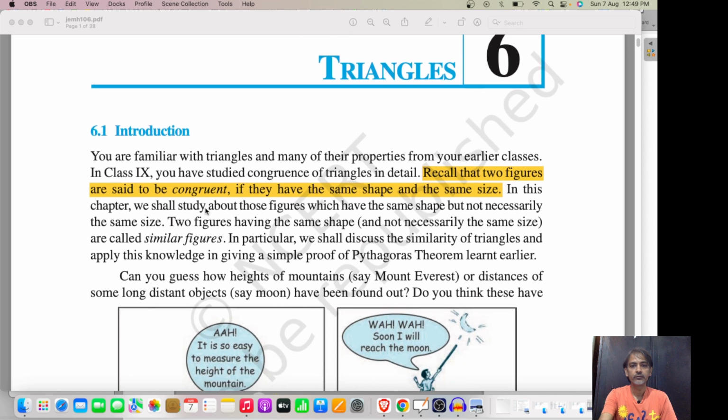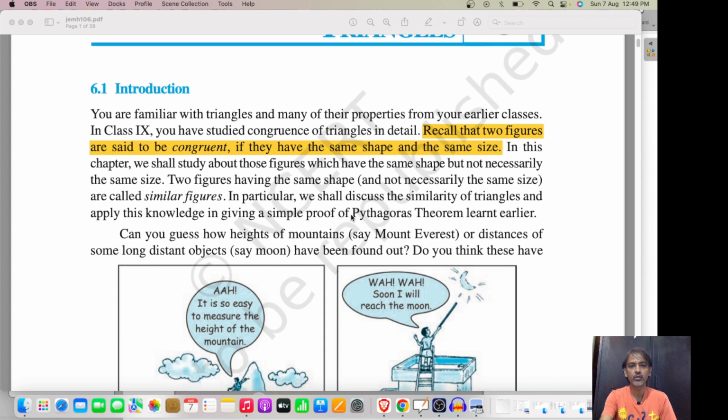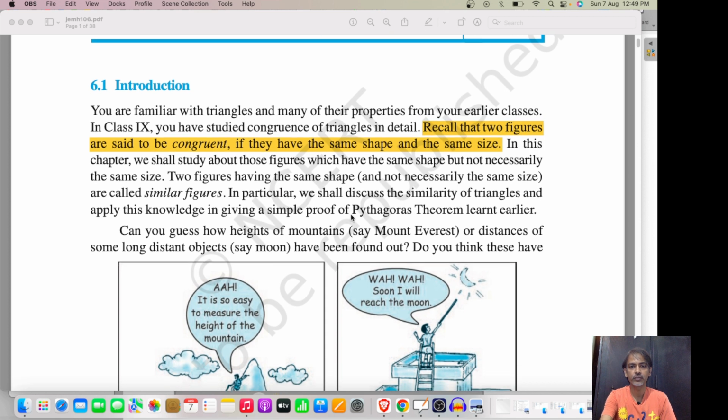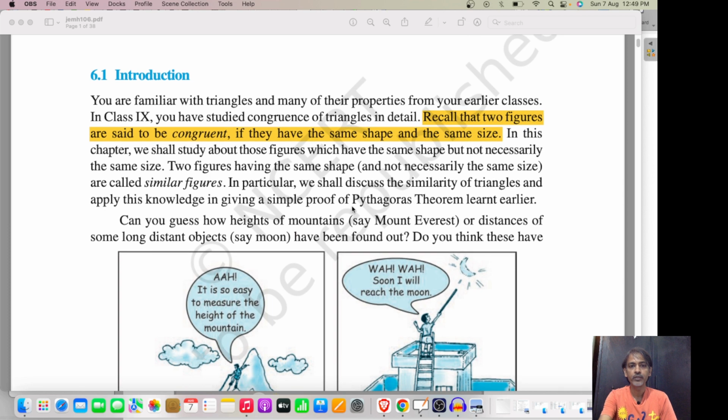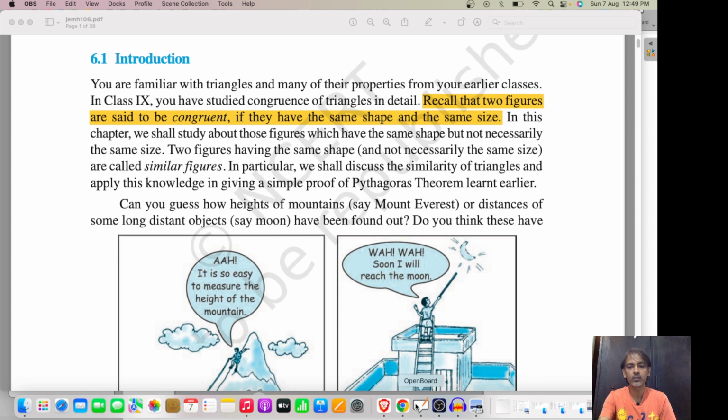So let's go ahead with the first section. Here in this section, what the book is talking about is congruency, which is something we had discussed in last class as well, which is of standard 9. So if two figures have the same shape and same size, then they are said to be congruent. Let's understand how this will look with an example.